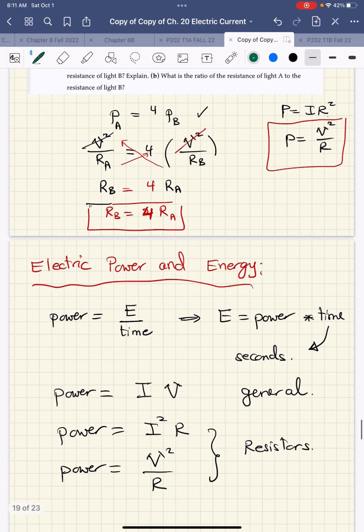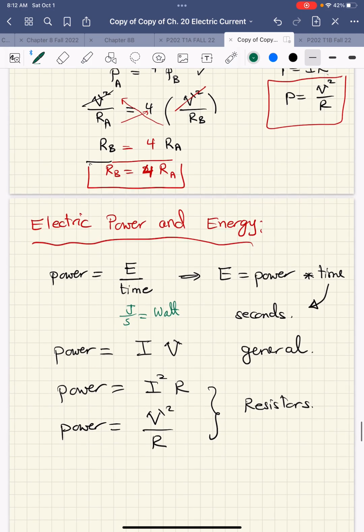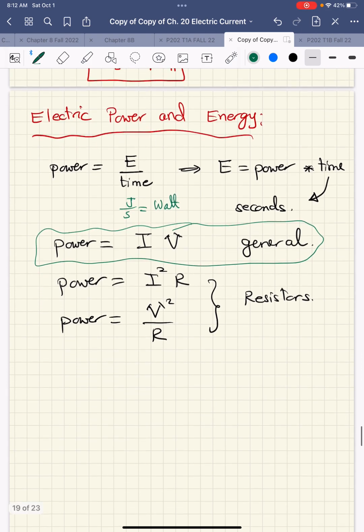Now here this is about electric power and energy. Power, we have that from physics 120. It is the energy per unit time, and therefore it has units of joules per second, which is watt. Also energy is power times time, and here the time is going to be in seconds. The equation, power equals IV, is a general one, but especially for resistors I can use another two forms derived from the original one, I squared R and V squared over R. Both are working.